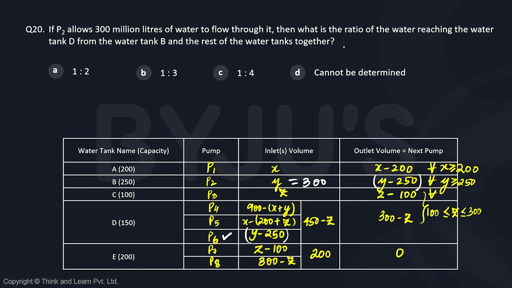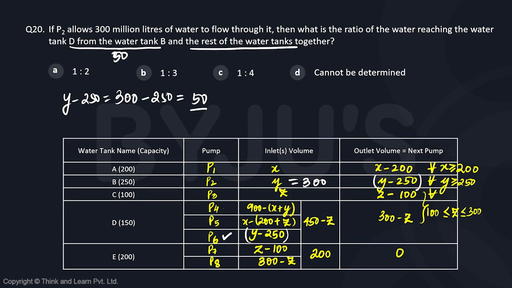So let's begin. Okay. So if you talk about this, this is going to be y minus 250, which is going to give us, y we know is now 300, so 300 minus 250, which is going to give us 50. So we know that part. This part we know is 50. And the rest of the water tanks together.